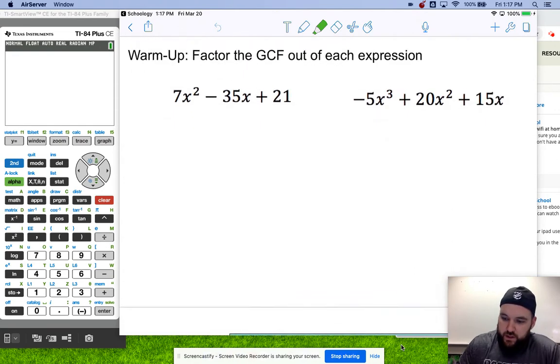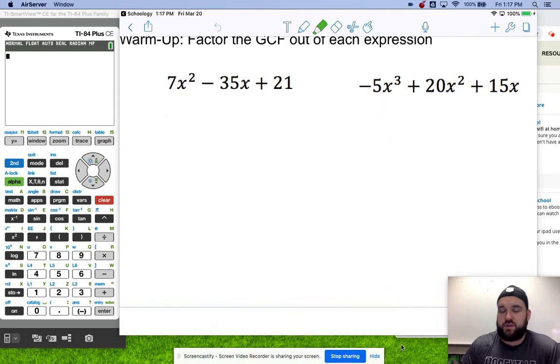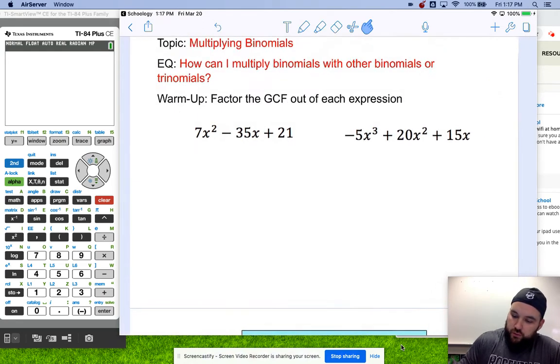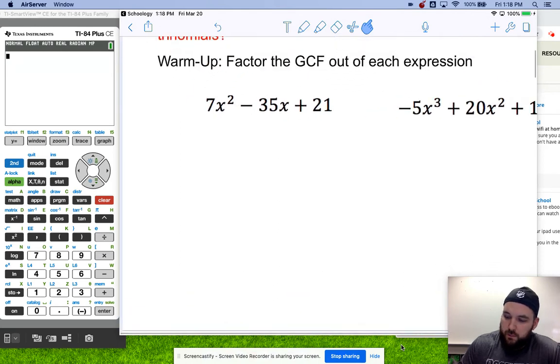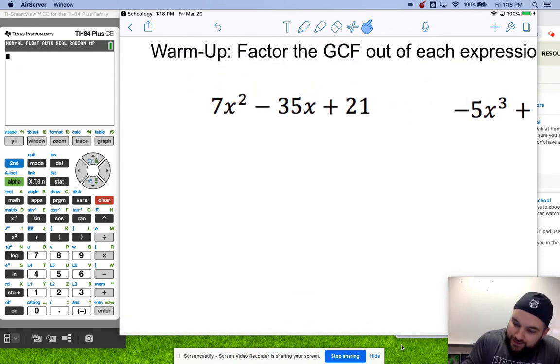So again, as a warm up, before we get into multiplying or distributing, I suppose I should real quick. Our EQ is how can I multiply binomials with other binomials, which is the same EQ as last time, but again, we're going to look at some special circumstances. Again, factoring is the opposite of distribution.